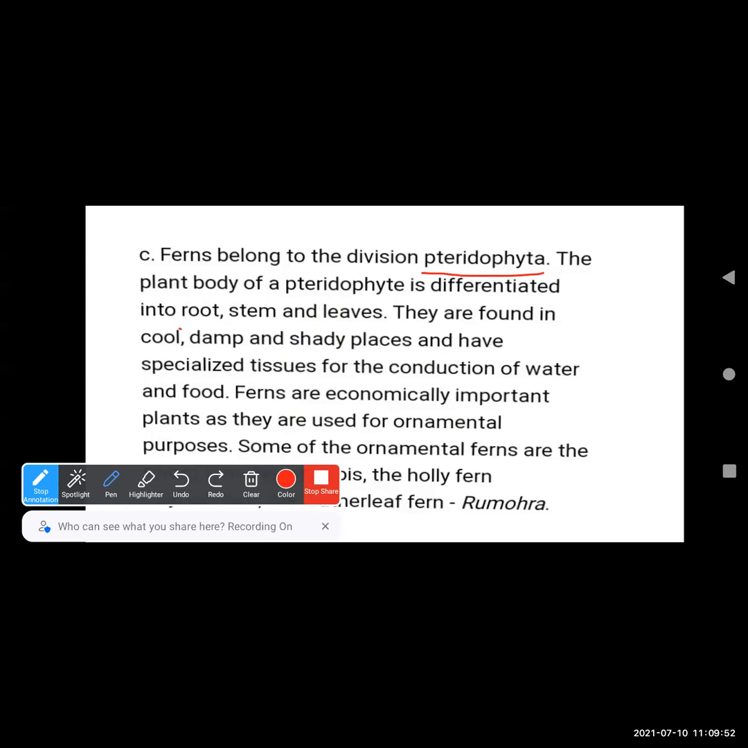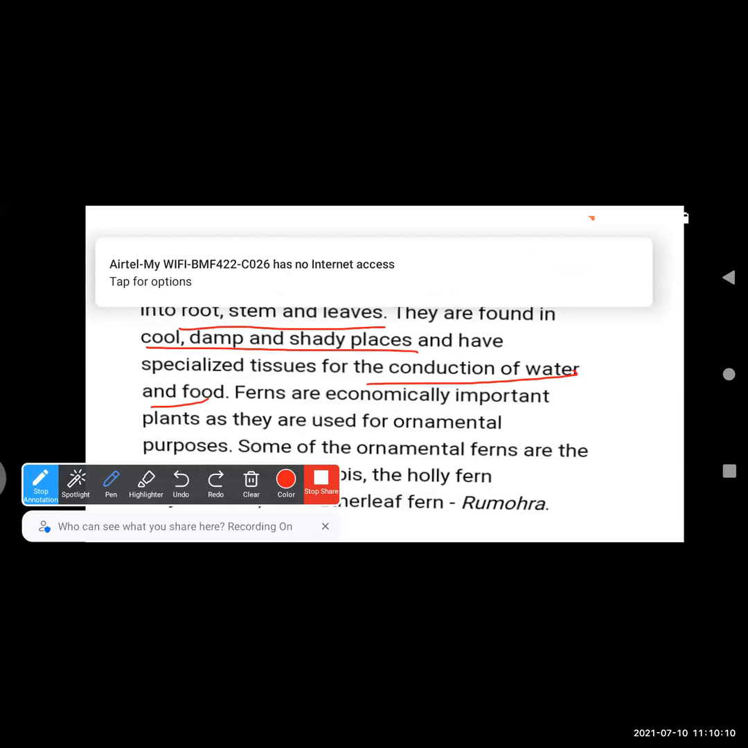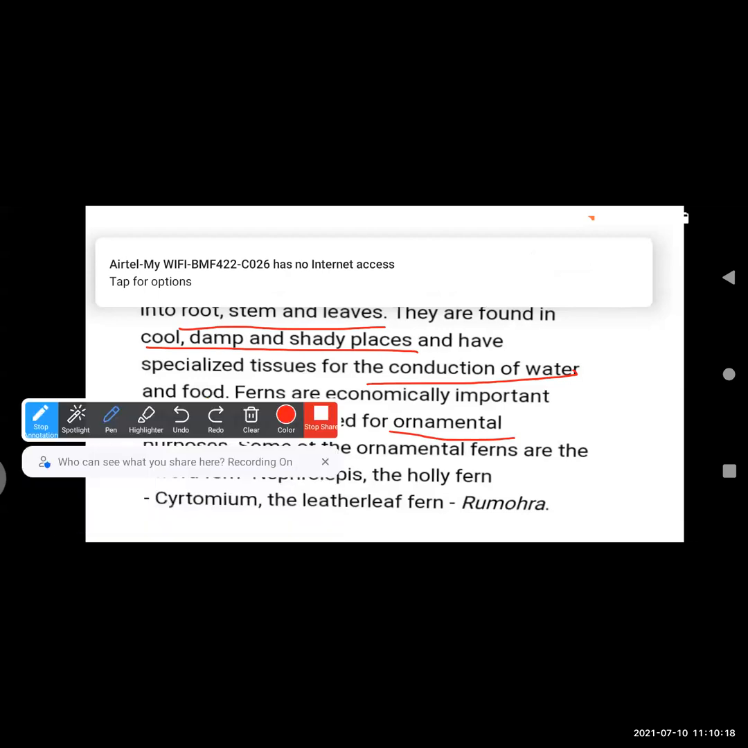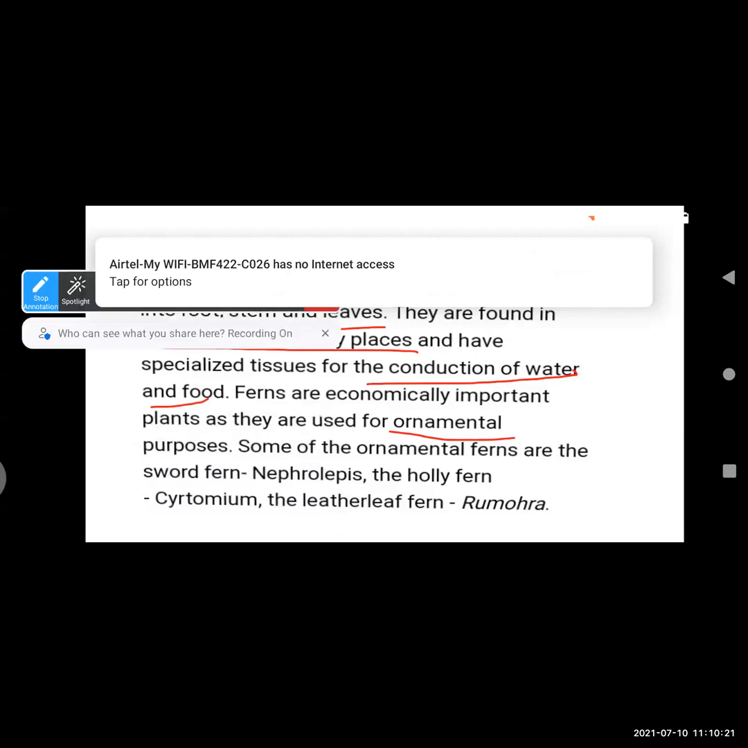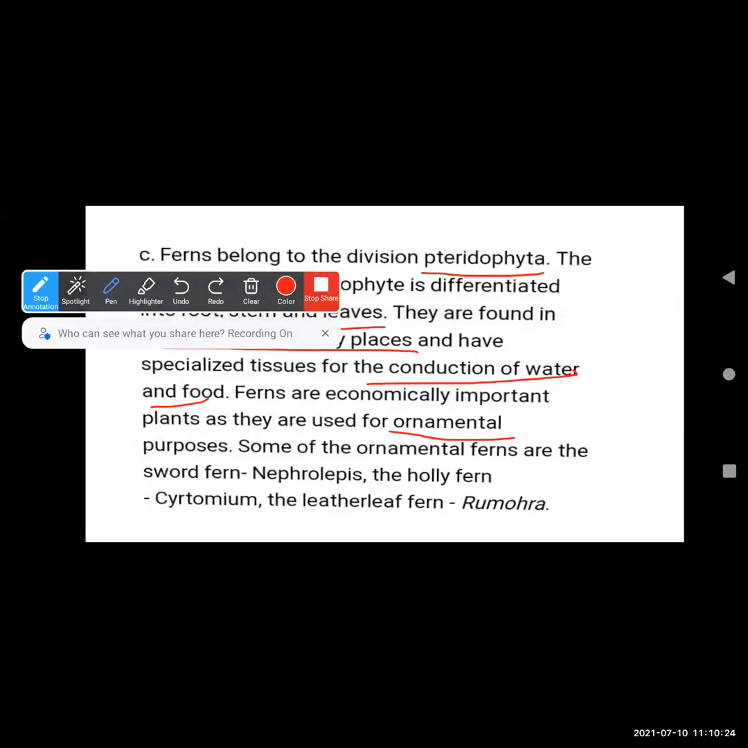So all these things you have to mention, because Pteridophyta are the group in which you can see the differentiated system, and in this only we find developed vascular bundles. Then ferns are economically important plants. They are used for ornamental purposes. These are ornamental plants. Some of the ornamental ferns are sword fern, for example Nephrolepis, the holy fern, Cyrtomium, the leatherleaf fern, that is Rumohra. So such kind of examples you have to write.